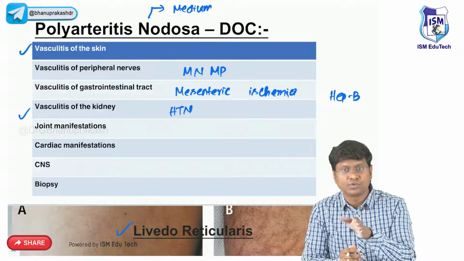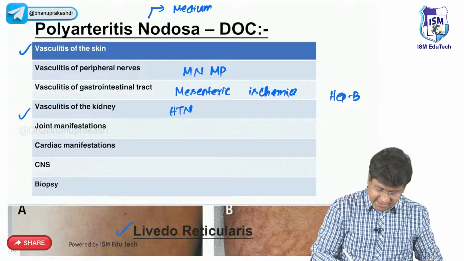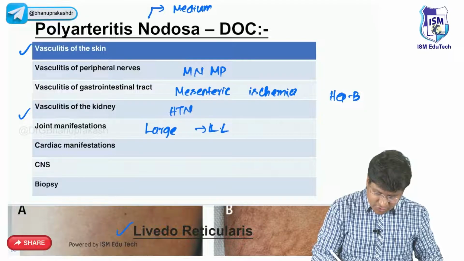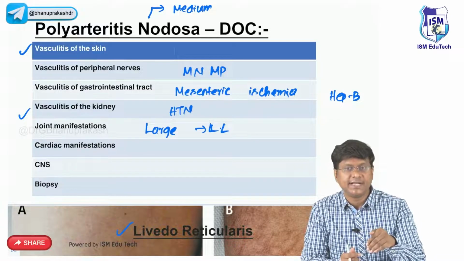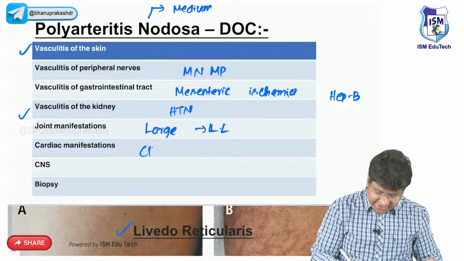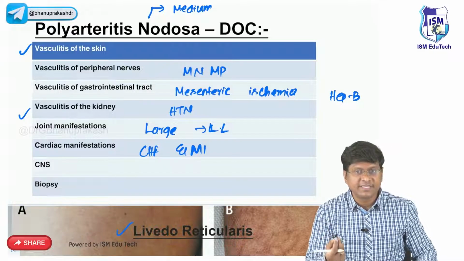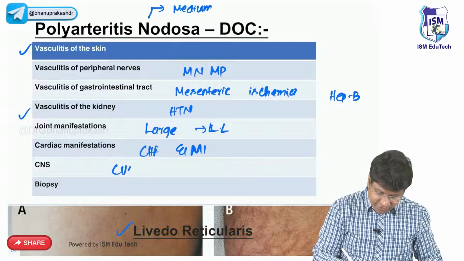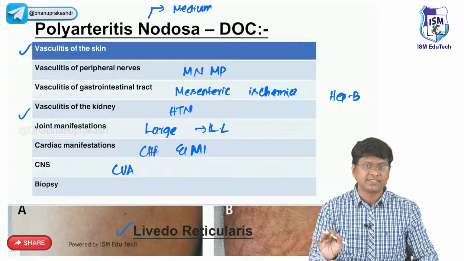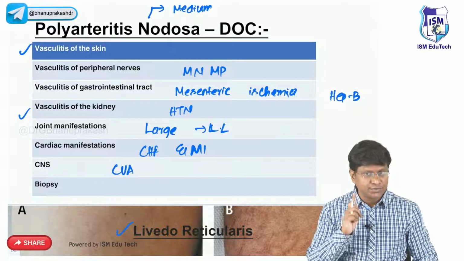Then there is also joint involvement. Which particular joints are involved? Again, it is the large joints of the lower limbs. The cardiac manifestations in polyarteritis nodosa are the development of congestive heart failure as well as myocardial infarction. Then the CNS manifestation will be in the form of cerebrovascular accidents, because of decreased perfusion of blood to the brain.